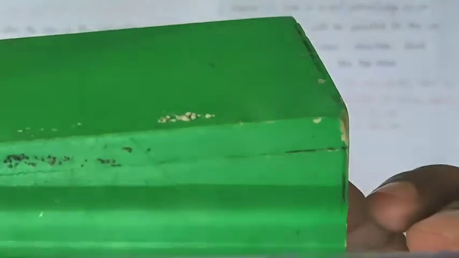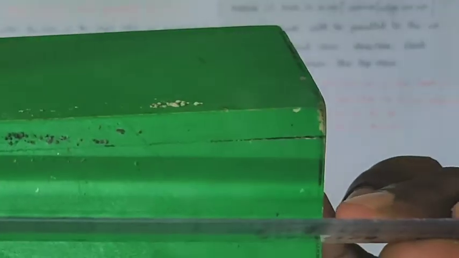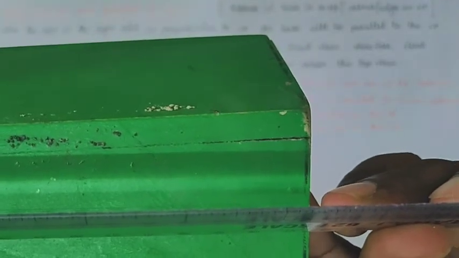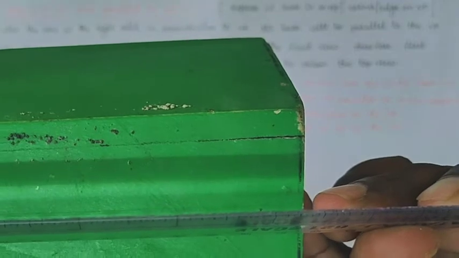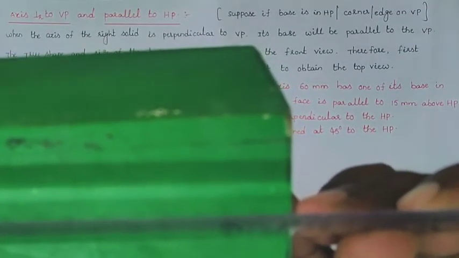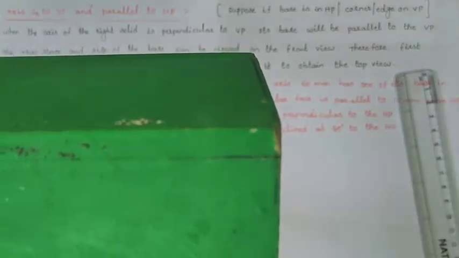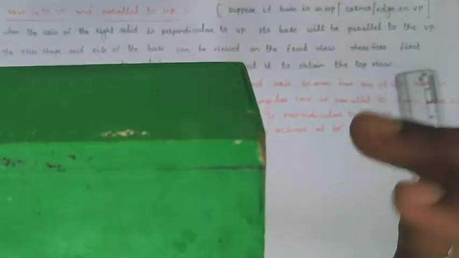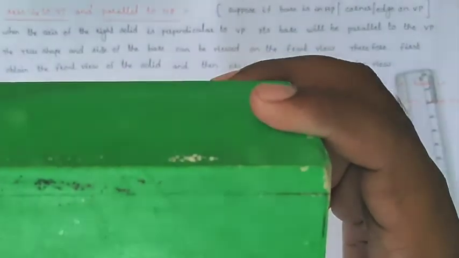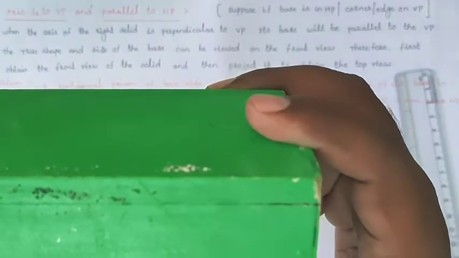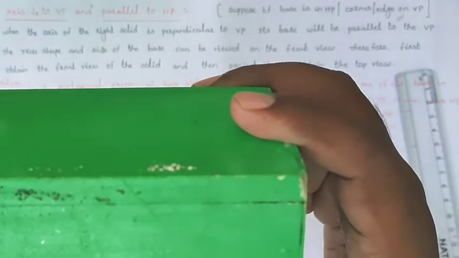So when the base is in the VP, the axis looks like this. This is the axis line. The axis is also perpendicular to the VP when the base is on the VP. With respect to the vertical plane, it is perpendicular. So whenever you view the object from the front view direction, we will get the true shape and size of the base on the vertical plane. So we will draw the true shape and size of the base as the front view.